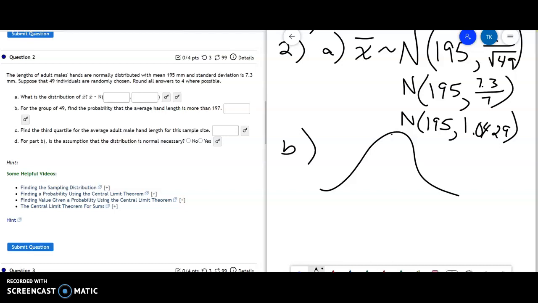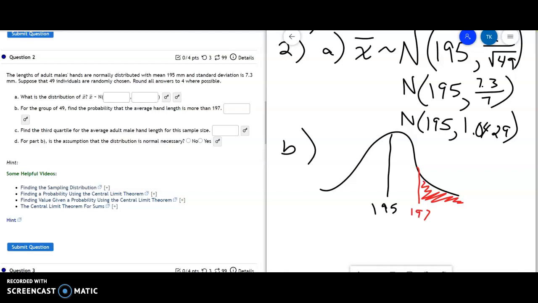Draw a picture. That's my biggest hint that I can tell you. Draw a picture of every single one of these. So we have a normal curve for the reasons stated earlier. The average is 195, so I put that in the middle, and I want to find the probability of being more than 197. So there's my 197. More than 197 is going to be to the right. You're going to shade as it gets bigger.